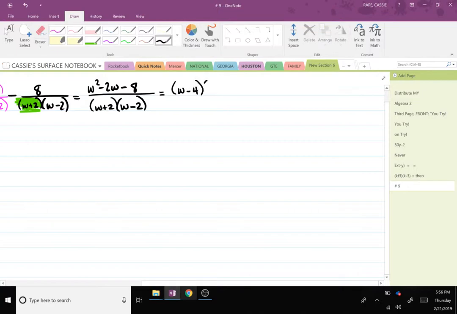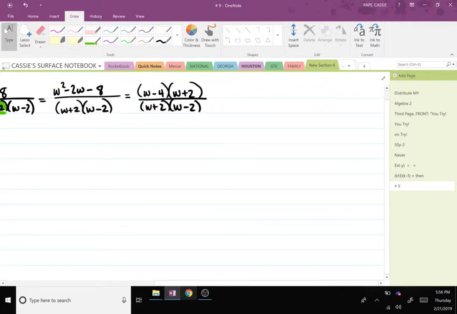So W minus 4 times W plus 2 is the new factored numerator, over W plus 2 times W minus 2. So now everything is multiplied out and everything is factored. You're looking for what I call ones, what you probably would say cancels. Remember, entire addition and subtraction problems can cancel, but you can never cancel out of addition and subtraction. So it's all or nothing. W plus 2 over W plus 2 makes 1. So you can cancel that, and what you end up with is W minus 4 over W minus 2, and that is as simple as it goes.